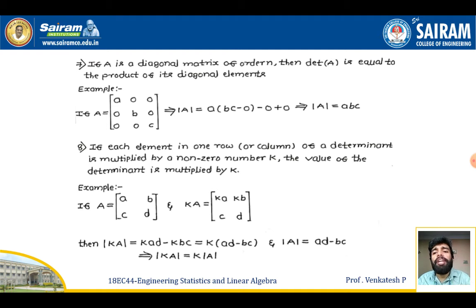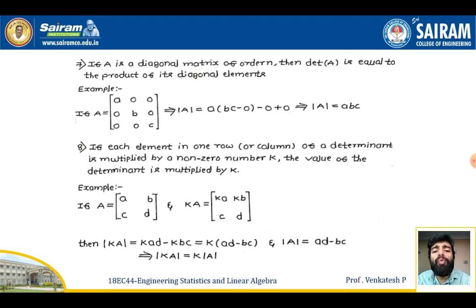Property number 7: if A is a diagonal matrix of order n, then the determinant of A is equal to the product of its diagonal elements. Here I'm taking a diagonal matrix containing only diagonal elements a, b, c. If I find the determinant of this particular matrix, the value will be equal to the product of the diagonal entries, that is abc.